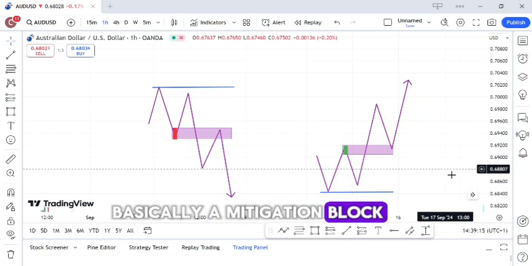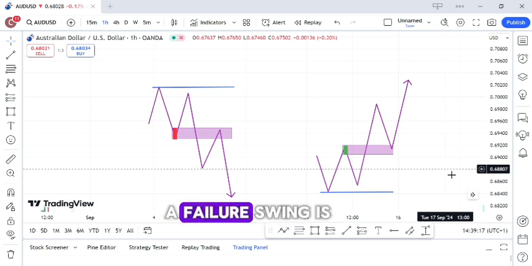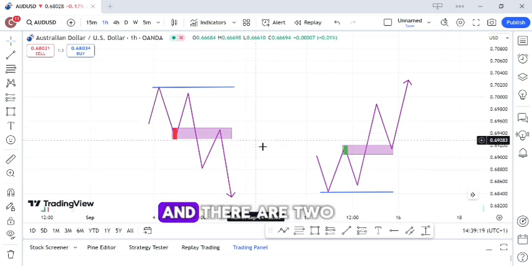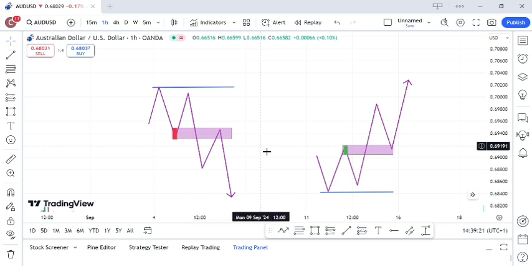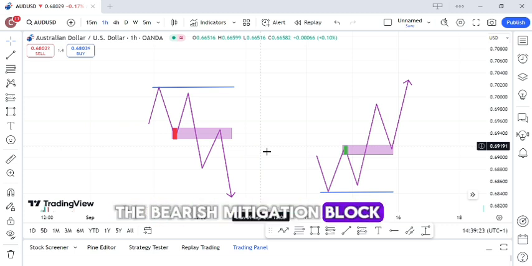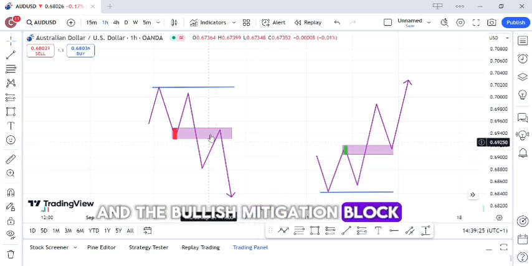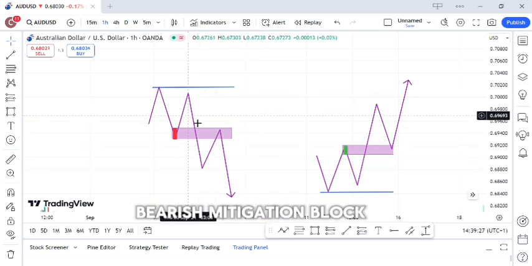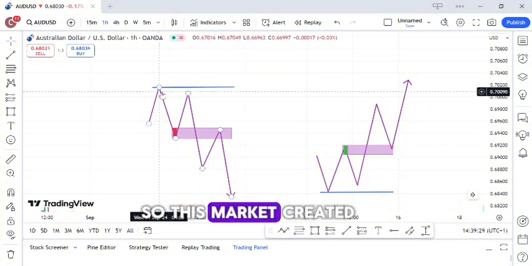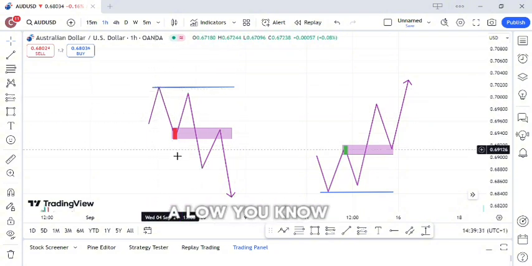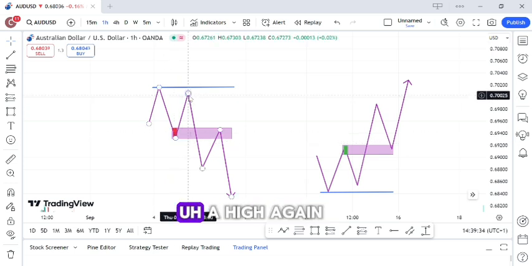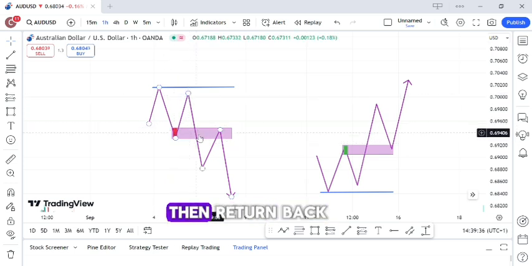A mitigation block is simply a failure swing. There are two types of mitigation block: the bearish mitigation block and the bullish mitigation block. Now let's identify the bearish mitigation block. So this market created a high here, a low, a high again, then returned back.